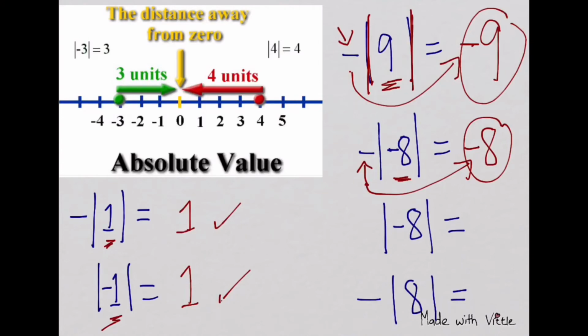The next one is the absolute value of a negative 8. So your answer will be 8 spaces away from zero. And it doesn't have a sign outside. Therefore, your final answer will just be positive 8.